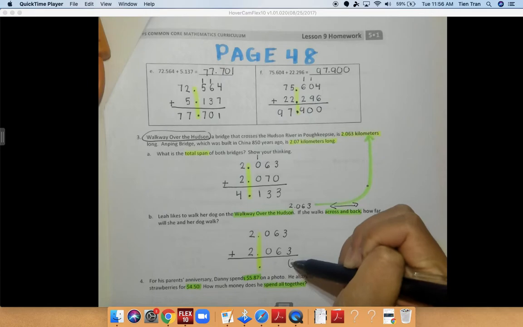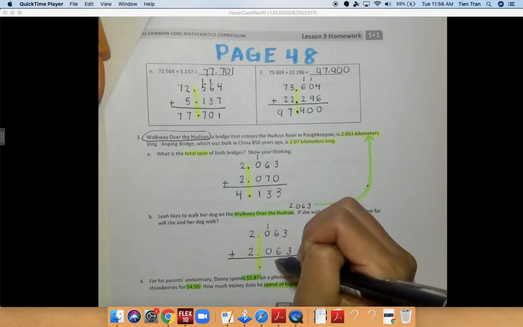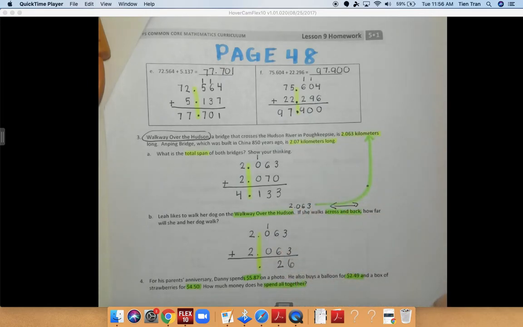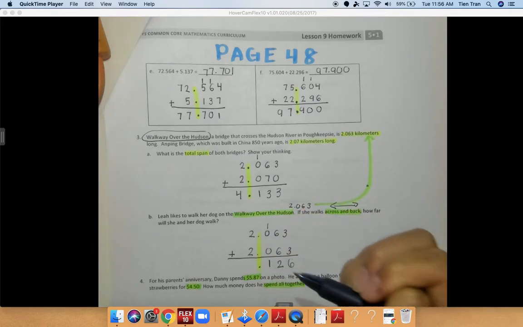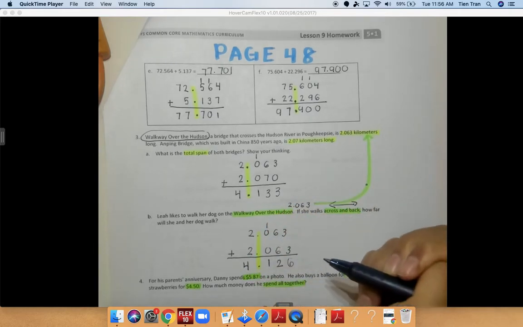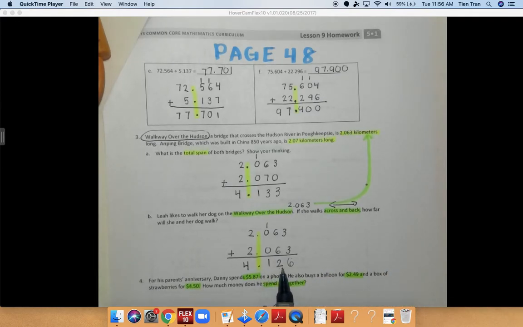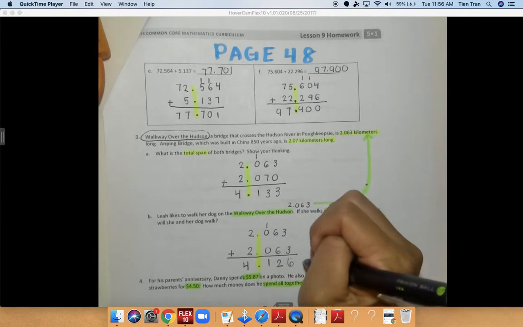3 plus 3 is equal to 6. 6 plus 2 is equal to 12. 0 plus 1 is equal to 1. Bring down your decimal. 2 plus 2 is equal to 4. So our answer is 4.126 kilometers.